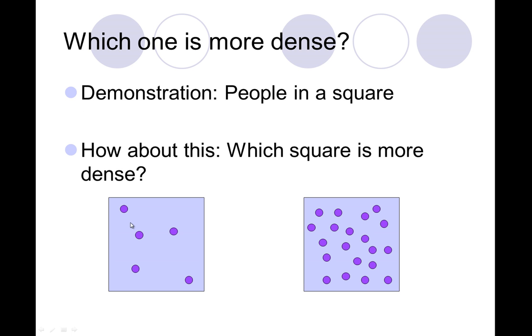Alright, so let's go back to this one. Let's pretend that each of these purple dots are people in a square. The squares are the same size, but we are going to ask which one is more dense. Well, the volume is the same. However, the mass, or the amount of matter in the boxes, is different. The one with the greatest number is more dense.